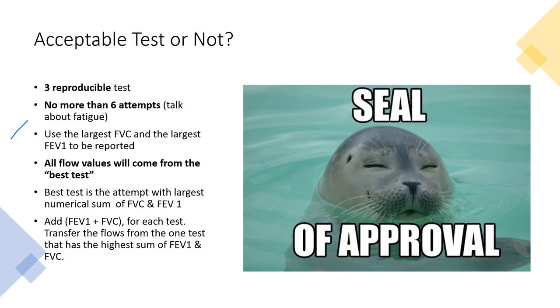When we do this, we're going to use the largest forced vital capacity and the largest FEV1 reported, and then we're going to calculate the FEV1%, and I have some examples in your Blackboard of doing this together. We'll do this together in class. All the flow values will come from what's called the best test. The best test is the largest numerical sum of FVC and FEV1. So we look at those, and once we get that, we transfer them.